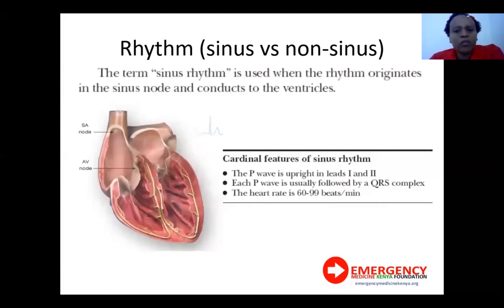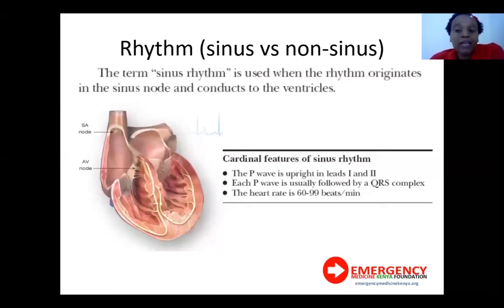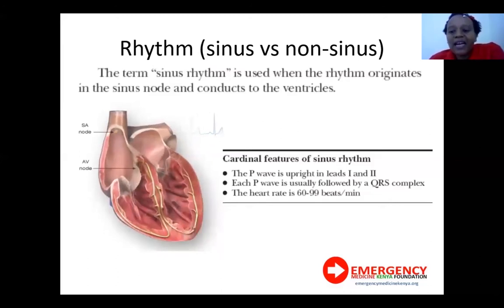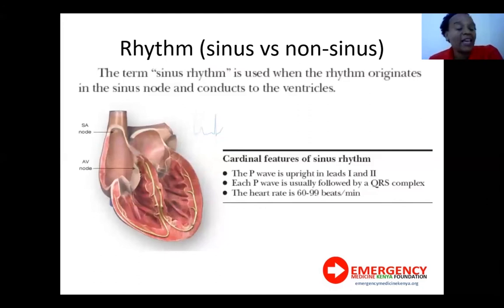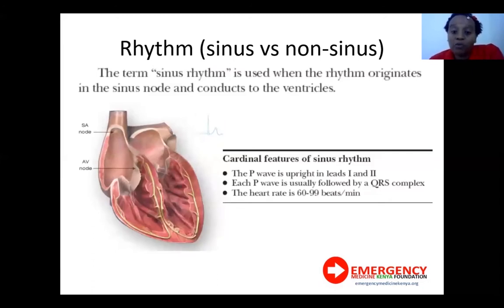When we talk about fast rhythms that may be non-sinus, they may be very fast, and a rhythm may be supraventricular. That means we cannot really say it is coming from the SA node. Remember, our SA node has to have that regular rhythm. It has to have a P followed by a QRS, then a T. If it does not have that, then you definitely know that it is not a sinus rhythm.